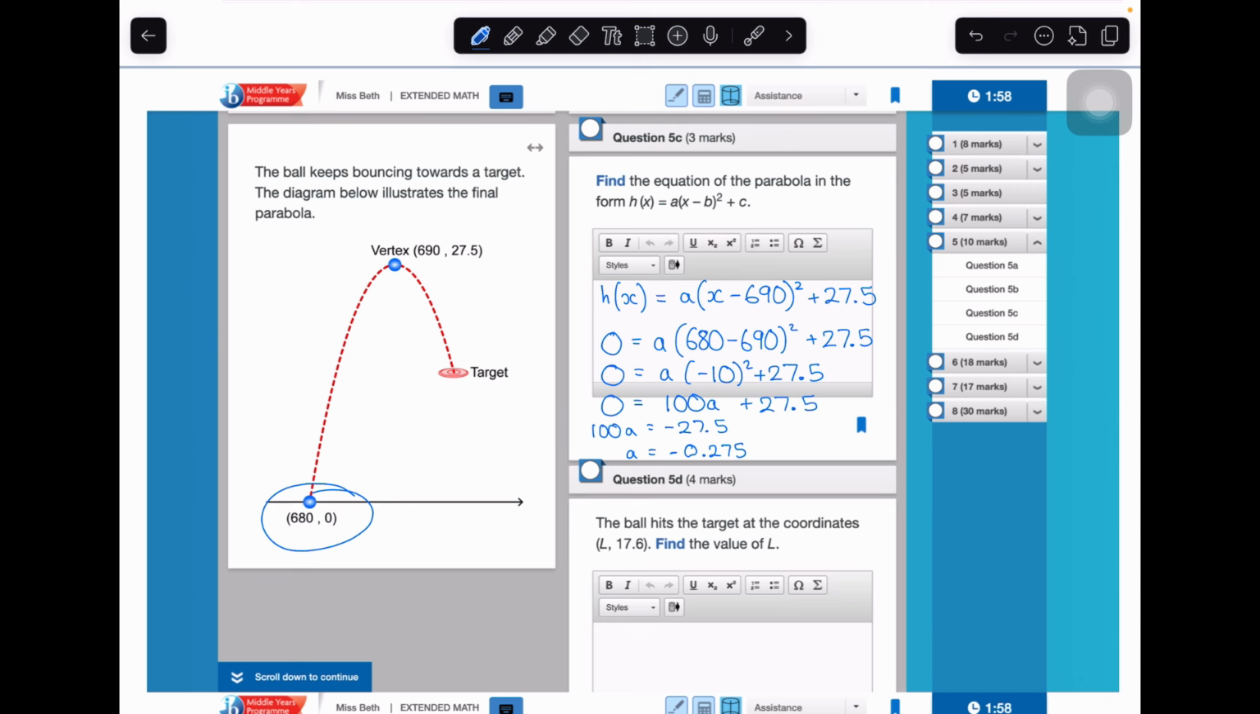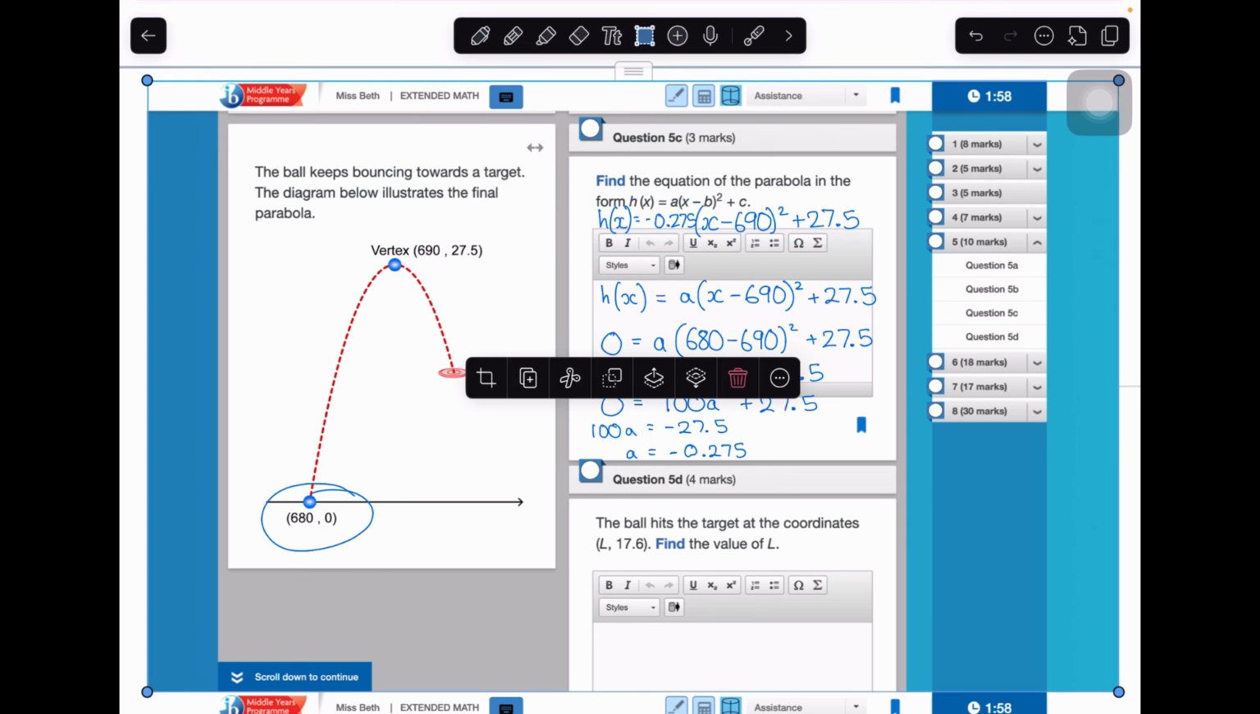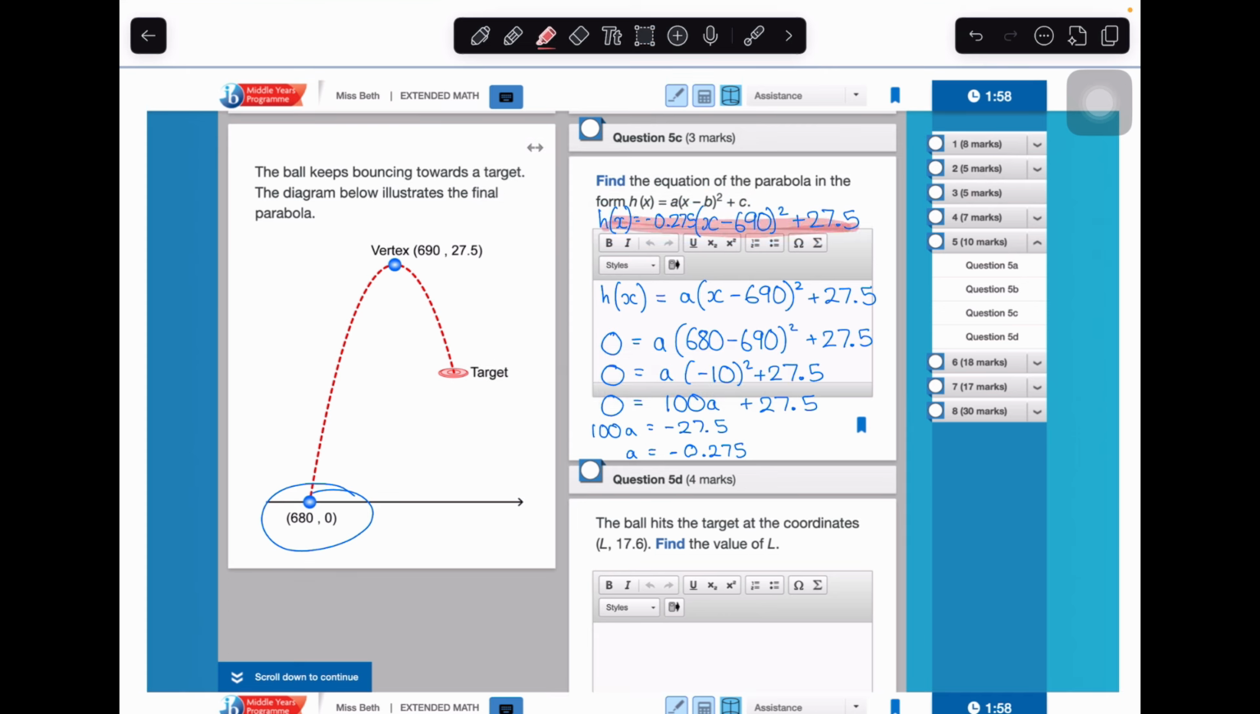Okay, and what you need to do here, just to get that final mark, is substitute that back in. So just make sure you've written clearly that h of x is equal to negative 0.275, open brackets, x minus 690 all squared plus 27.5. Okay, let me just move that bit up here so it can be seen a bit better, and then that would be your final answer here.